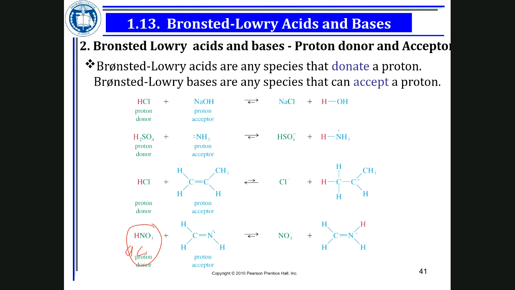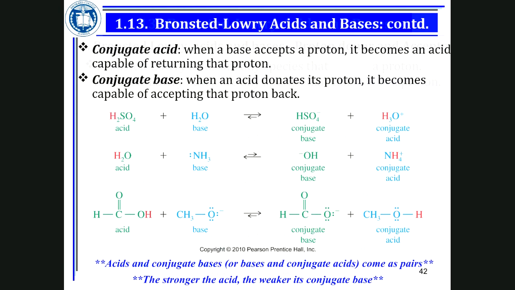The conjugate base to that is going to be NO3 minus. The difference here is minus one hydrogen. So this is the acid conjugate base pair. A strong acid, weak conjugate base. Let's see if I have somewhere room to write.